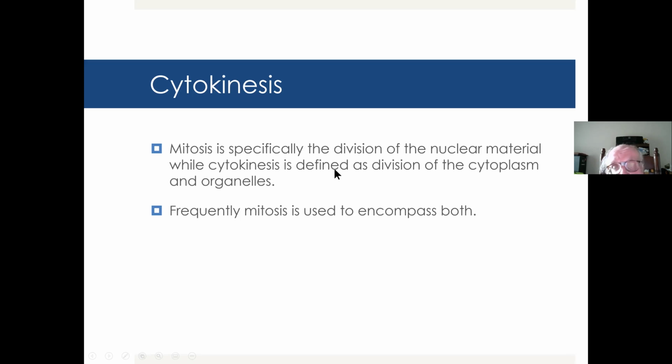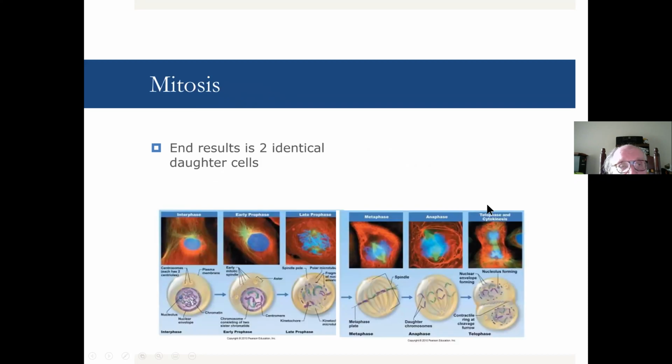So mitosis is specifically division of the nucleus, whereas cytokinesis is division of the cell. That's a technical definition, just so that you know it, in case somebody tries to trip you up on a question or something like that. But frequently, when you talk about mitosis, you talk about both as telophase. And so these are just the stages here: prophase, metaphase, anaphase, telophase.